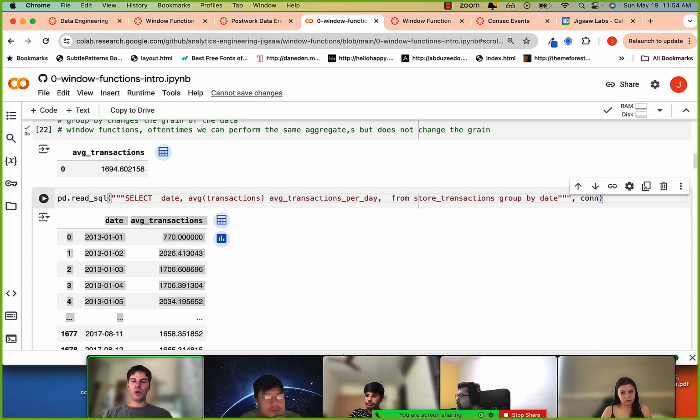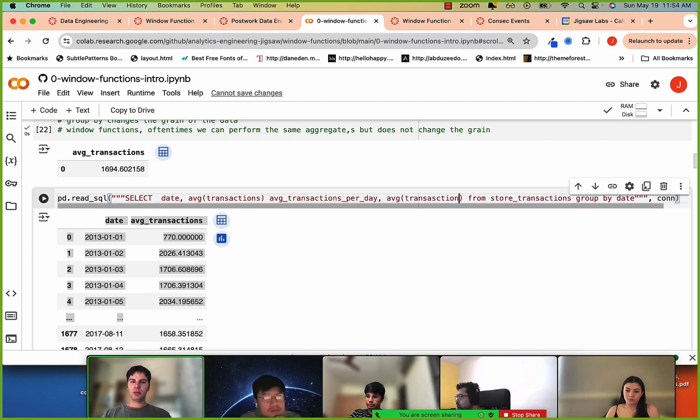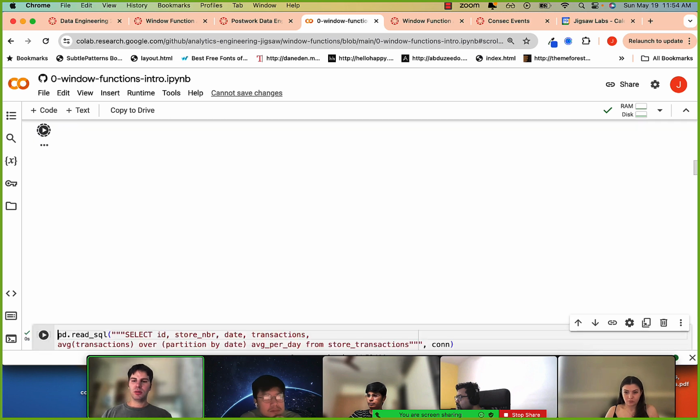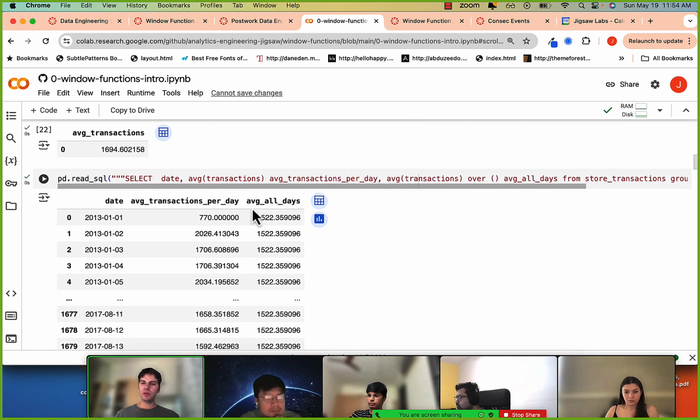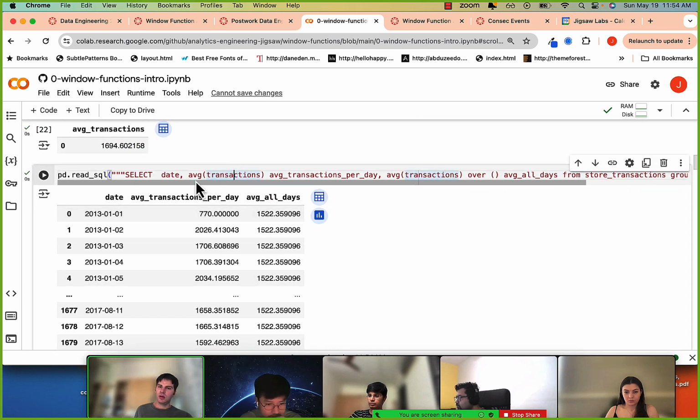And then if I do a window function, it would be average transactions over parentheses. What would this be? Average all days. Let's see that. So you see that? Here I'm selecting the day. I'm doing the average per day.